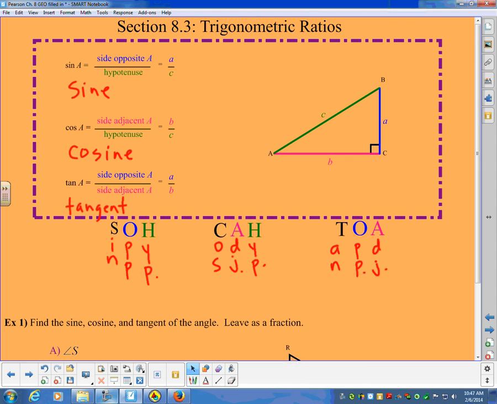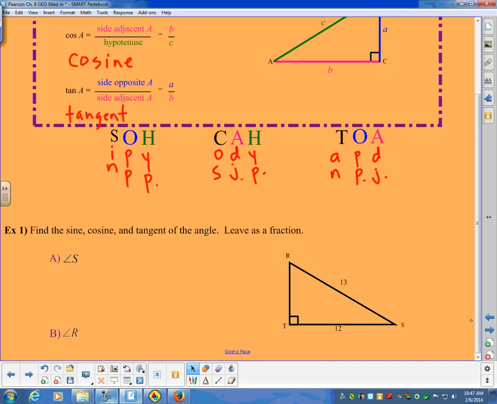Let's do a little practice and set these up. It says find the sine, cosine, and tangent of the angle. Leave as a fraction. So first of all, I have a right triangle. I'm given the adjacent side. Well, the adjacent side for angle S is 12. The hypotenuse is 13. Using Pythagorean triples, can you tell me the other length?